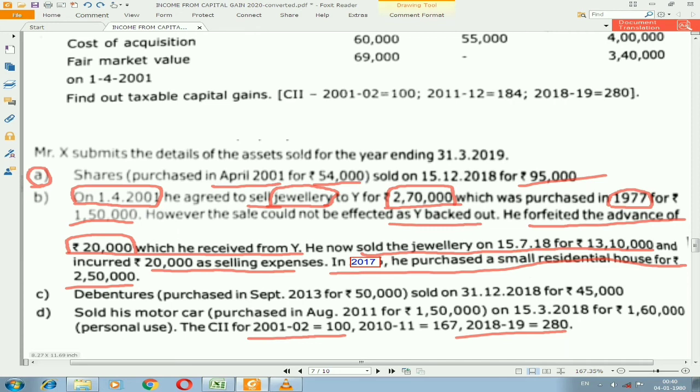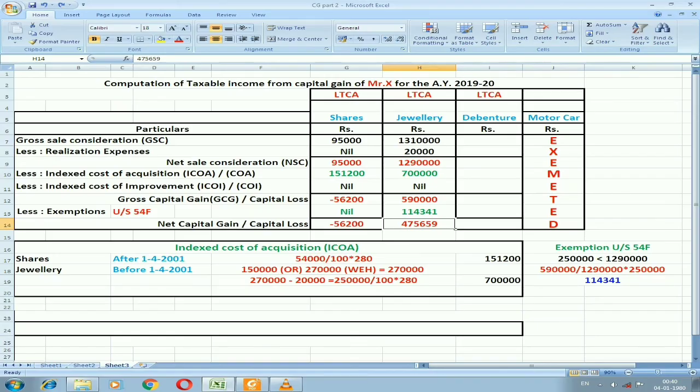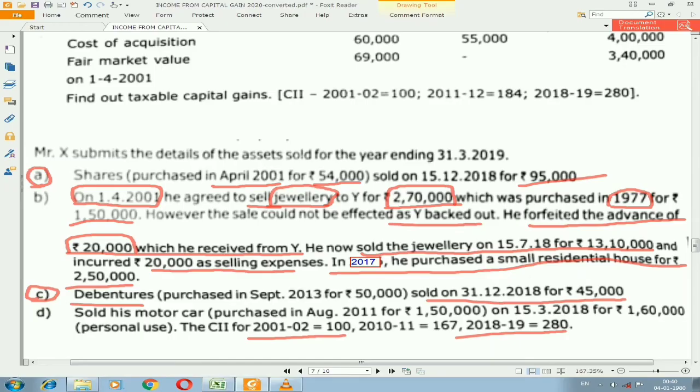So next we have debentures. The debentures were sold for rupees 45,000, and we don't have any other expenditure on sale. So let us take that 45,000. It will be nil realization expenses. While taking the indexed cost of acquisition, as it is debentures, for bonds and debentures there is no indexation. You can take the direct amount.